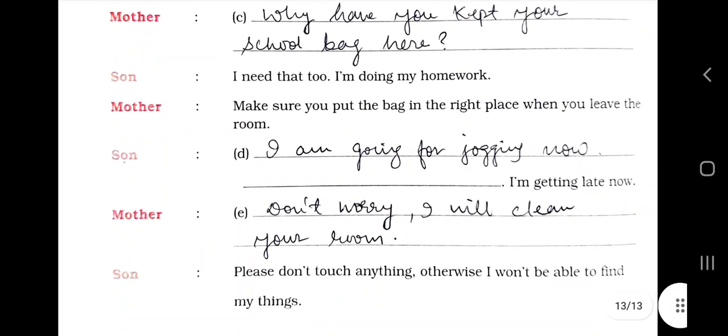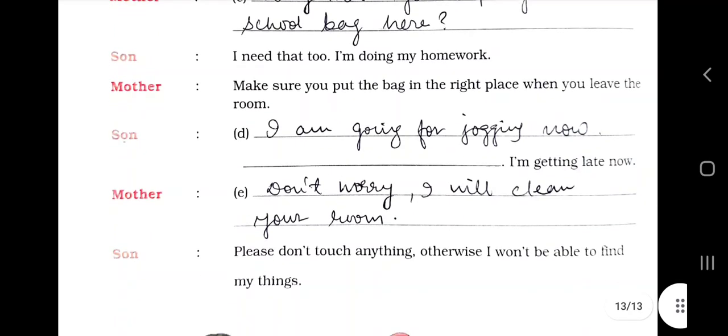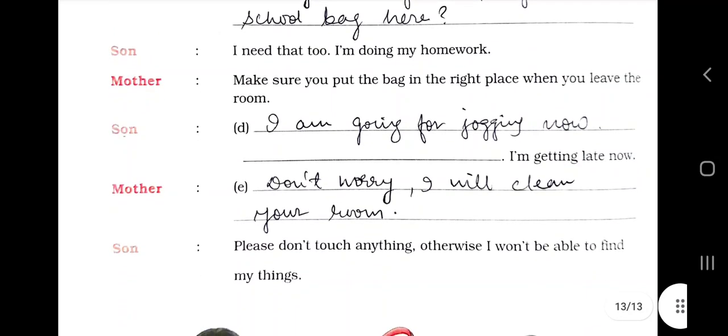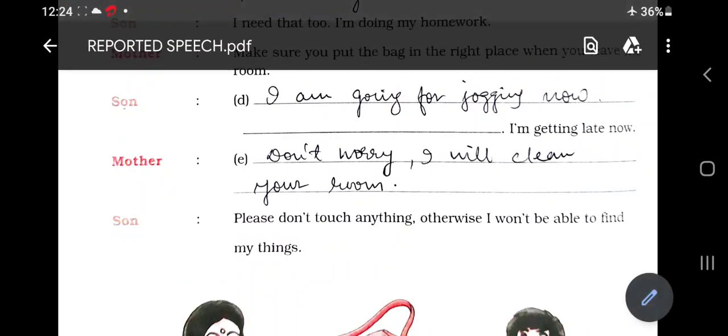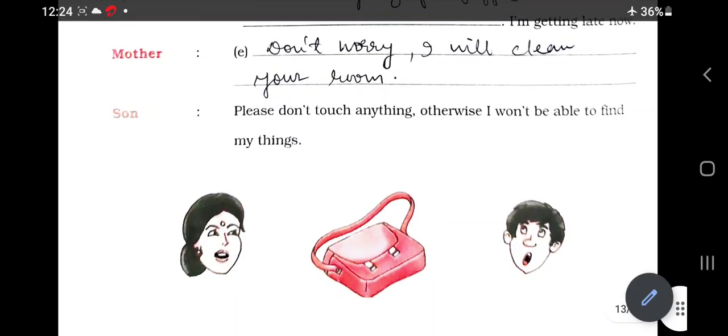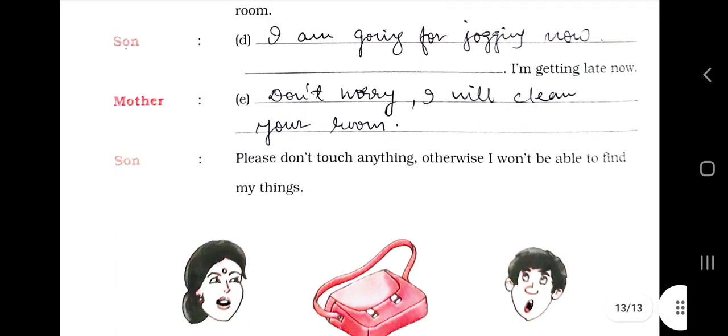"Make sure you put the bag in the right place when you leave the room." "I'm going for jogging now. I'm getting late now." See here. "Please don't touch anything, otherwise I won't be able to find my things." "So don't worry, I'll clean your room."